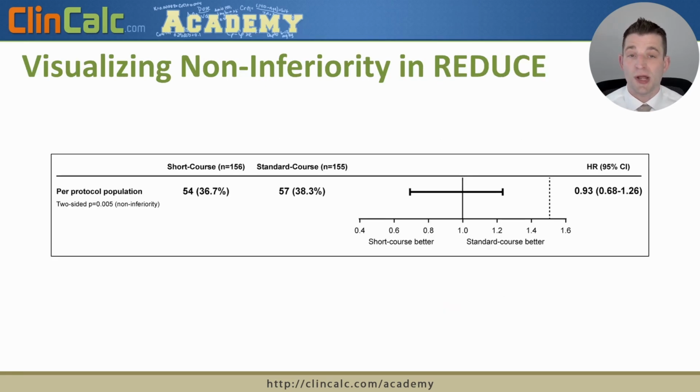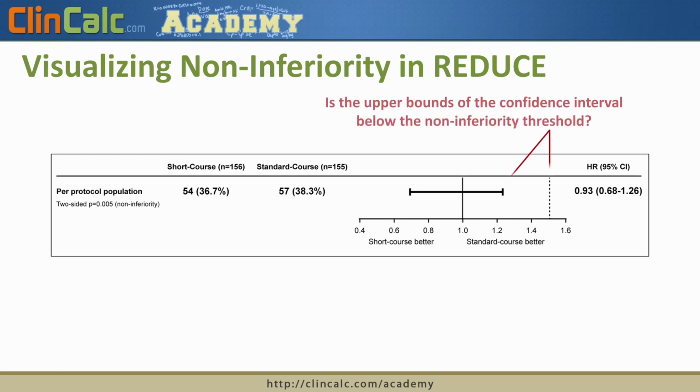In the REDUCE trial, we can actually visualize this using a whisker plot. Again, we have the 95% confidence interval of the hazard ratio. For a non-inferiority trial, we actually don't care about crossing 1.0. For superiority, that's the interval that we would use to determine statistical significance or not. But in this case, we're only concerned with the non-inferiority margin. And we're asking whether our upper bound, the highest value of our 95% confidence interval, is below the non-inferiority threshold.